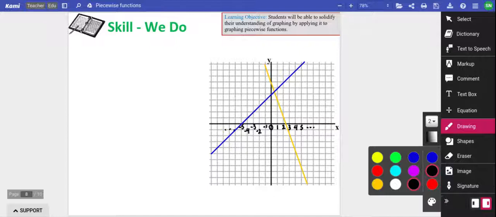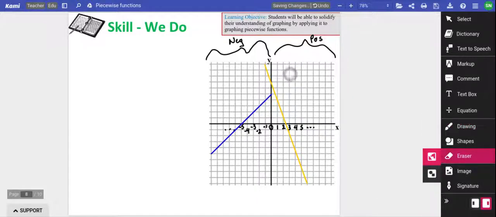For example, if you look at the graph, we currently have a blue line and an orange line. We can also divide the coordinate plane into this is the negative and this other side is a positive. So let's say for the blue part, we only want the negative, we would have to erase everything on the positive side. And let's say for the orange, we only want the positive part, we would erase everything on the negative side. Now, since we only have part of each of the lines, this would be considered an example of piecewise functions.